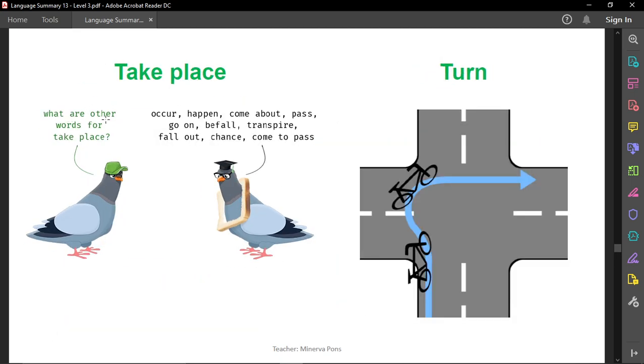Take place. What are other words for take place? Occur, happen, come about, pass, go on, befall, transpire, fall out, chance, come to pass. When something takes place, it means that it occurs or it happens. Turn. When you turn, it's when you're going on a straight line and you go either to the right or the left. Left or right.